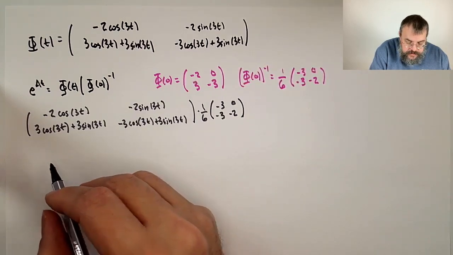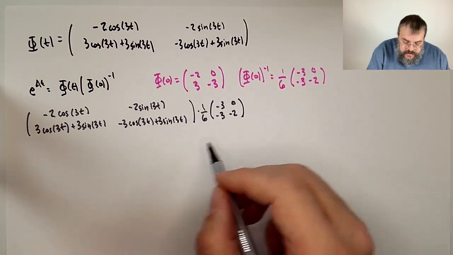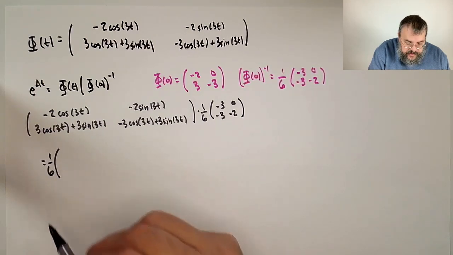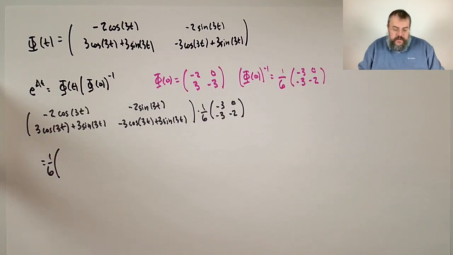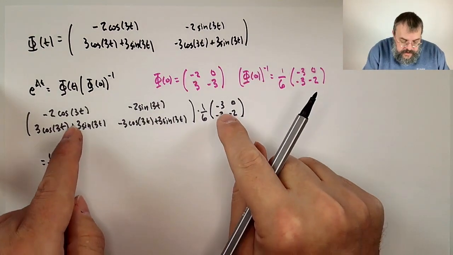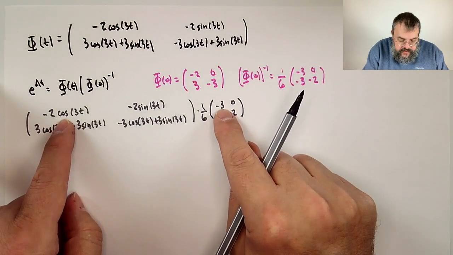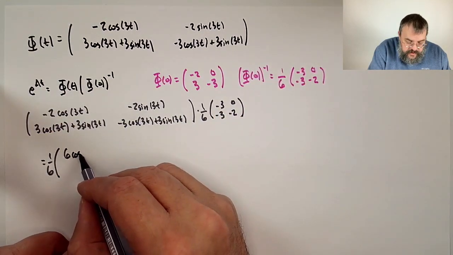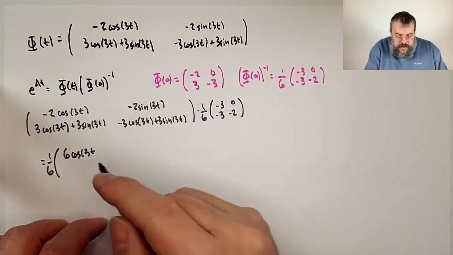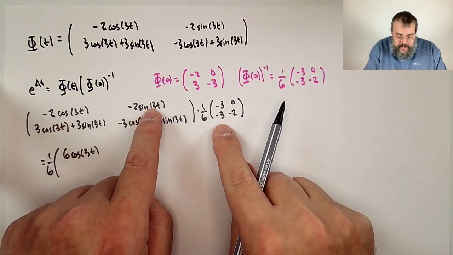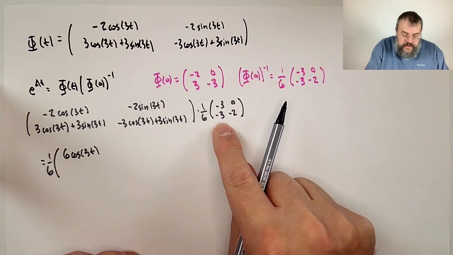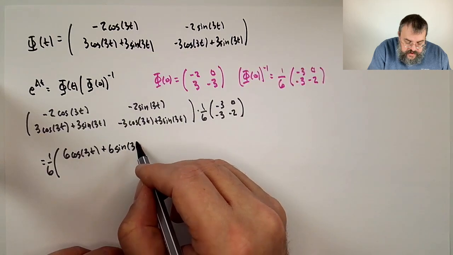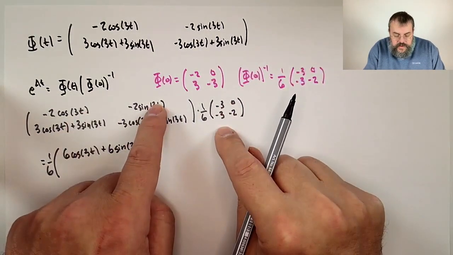So, well, can we fit it? Well, let's be careful. Equals, I'll put the 1 over 6 out in the front. Okay, so here we go. We're going to have minus 2 times minus 3 makes that a 6 cosine 3t. And then we're going to have minus 2 times minus 3 is another 6, but that will be 6 sine of 3t. So that's okay. Boom, boom. Good, done.